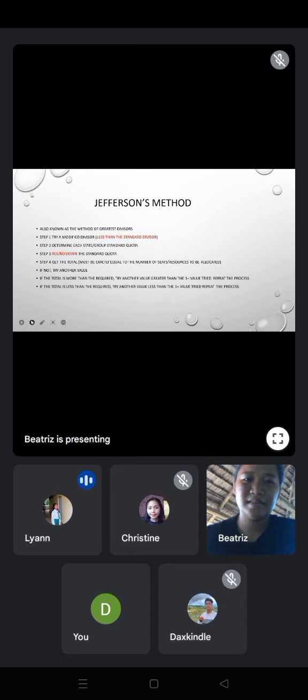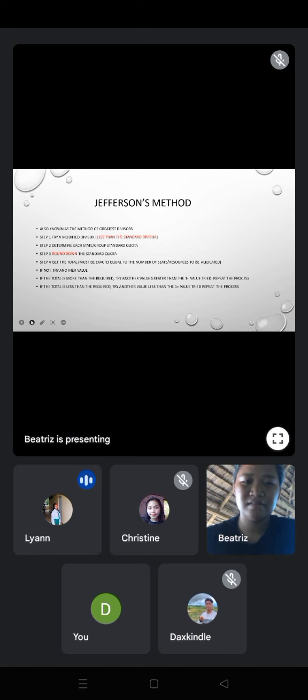Jefferson method, also known as the method of the greatest divisor. Step 1. Try a modified divisor less than the standard divisor. Step 2. Determine each state or group's modified quota. Step 3. Round down the quota. Step 4. The total must be exactly equal to the number of seats or resources to be allocated. If not, try another value.